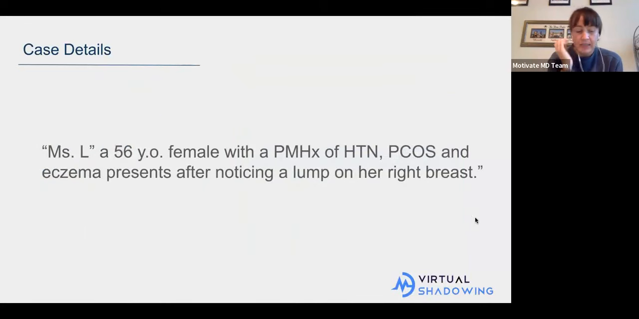All right. So our case for today is Mrs. L. She's a 56-year-old female. She's got past medical history of hypertension, which is high blood pressure, polycystic ovarian syndrome, and eczema, presenting after noticing a lump on her right breast. Some of this will be a little bit of review from 2 weeks ago when I presented, but this is essentially what I would call our one-liner, or some people will call it a flexible problem representation. It's supposed to demonstrate the most basic and foundational knowledge about a patient who's coming in as you're trying to communicate about them.